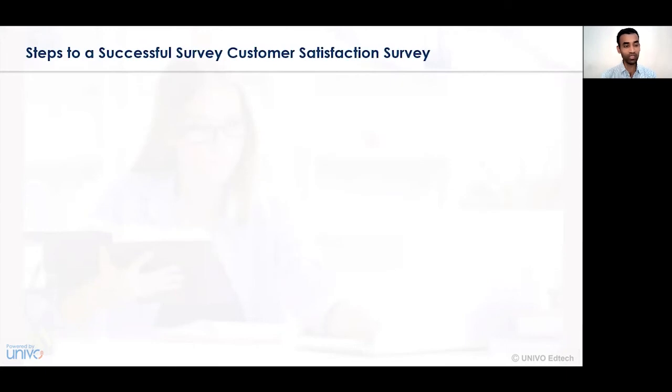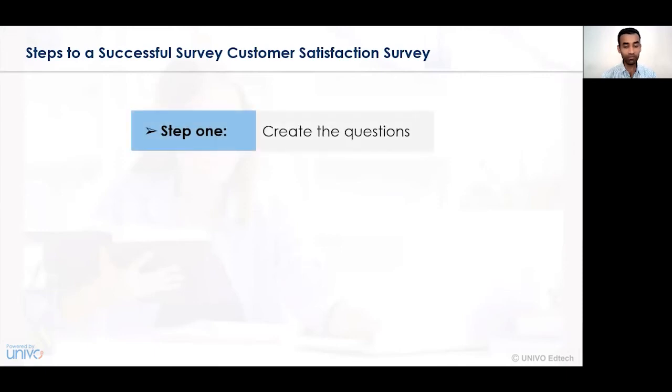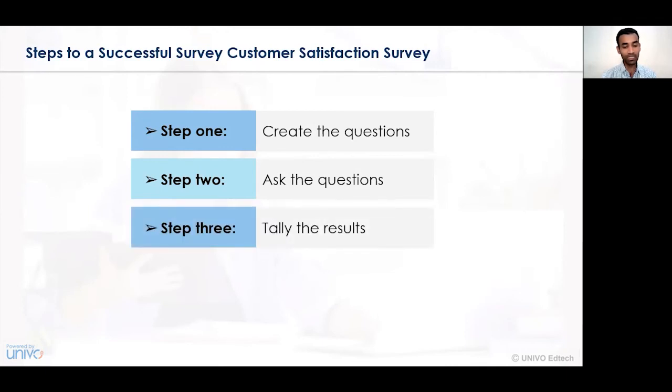Now let us consider the steps for a successful customer satisfaction survey. Step number one is to first create the questions. Creating the questions on the basis of various different methods should be used, and accordingly the questions need to be prepared. Step number two is asking the questions. Here the various questions should be asked to the customers and consumers, and accordingly the survey needs to be undertaken. Step number three is tallying the results.